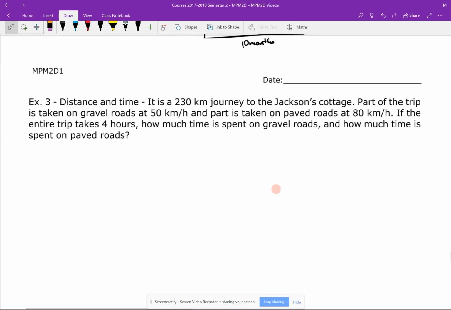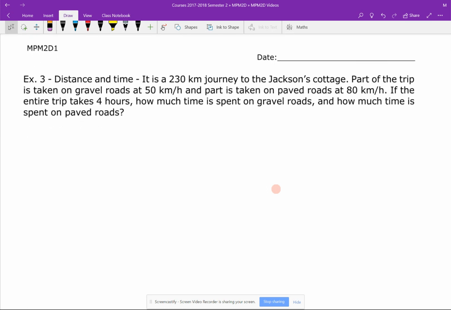All right, let's look at another example. Again, another kind of physics speed-time thing here. So distance and time. If it is a 230-kilometer journey to Jackson's cottage, part of the trip is taken on gravel roads at 50 kilometers per hour, and part is taken on paved roads at 80 kilometers an hour. If the entire trip takes 4 hours, how much time is spent on gravel roads and how much time is spent on paved roads?